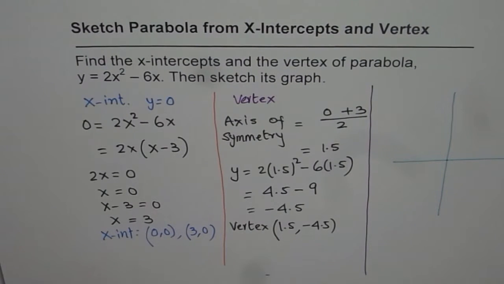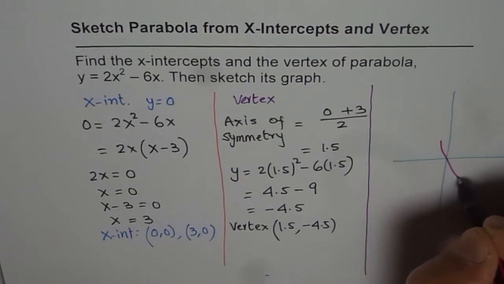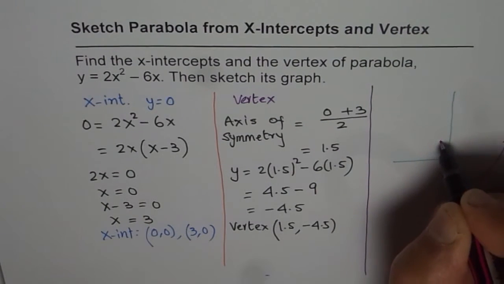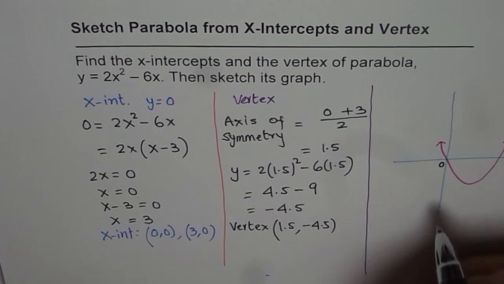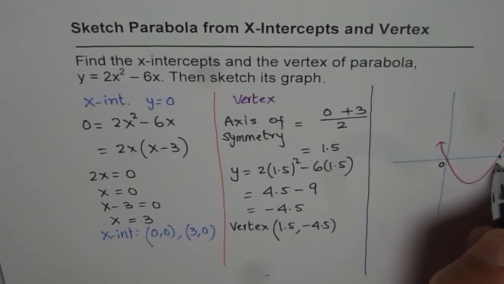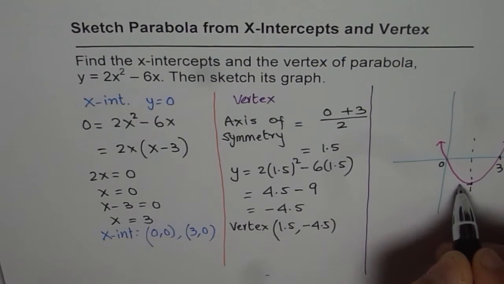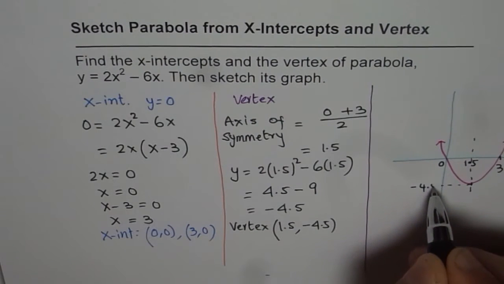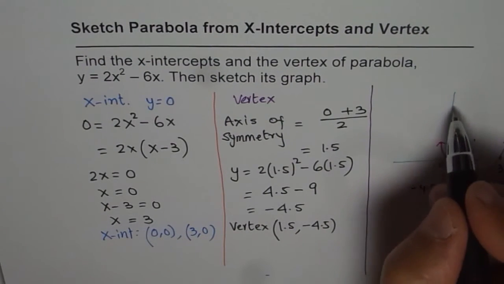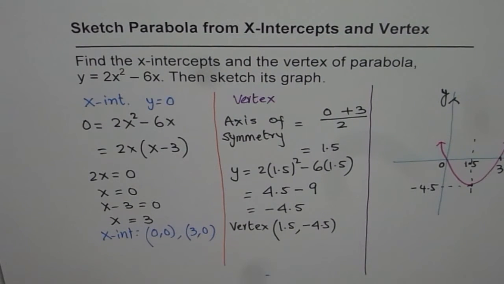So to sketch a parabola, because I'm making a rough sketch, I'll just first sketch the parabola, right? Now I'll label it. That's a better idea, so that it's easier for us. So first x-intercept is at 0, the second one is at 3, and this is our axis of symmetry, right? And this point is at 1.5 and the y value is minus 4.5. So that is a neat way of sketching our parabola, right? So that is a rough sketch which shows how the parabola should be.